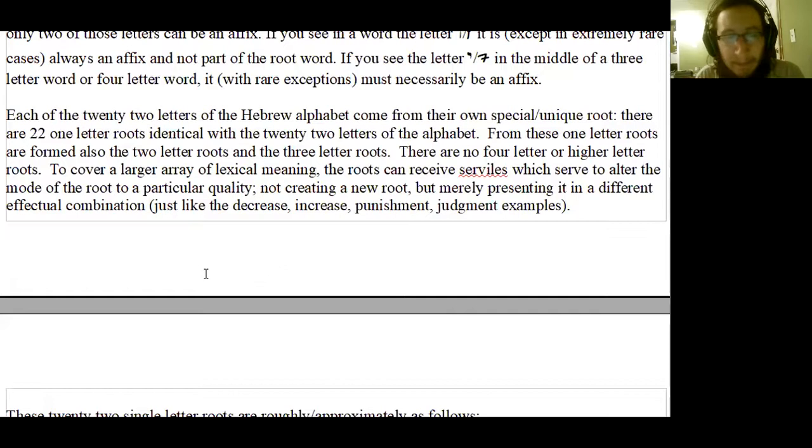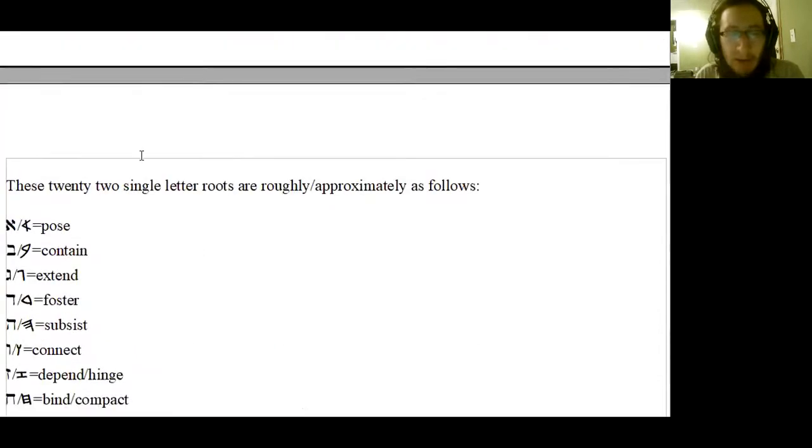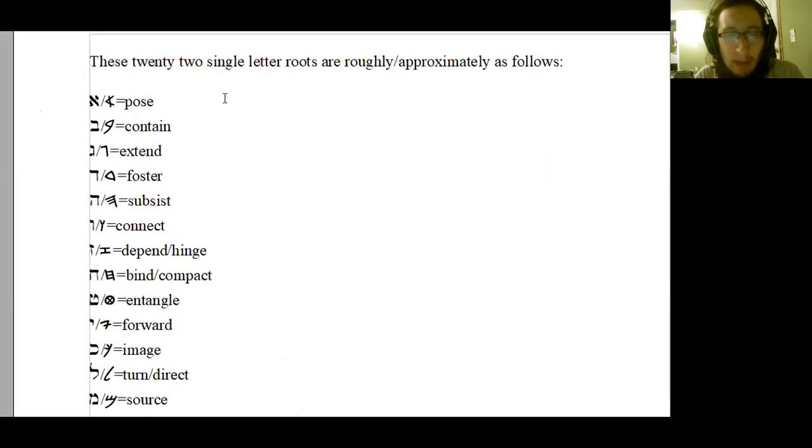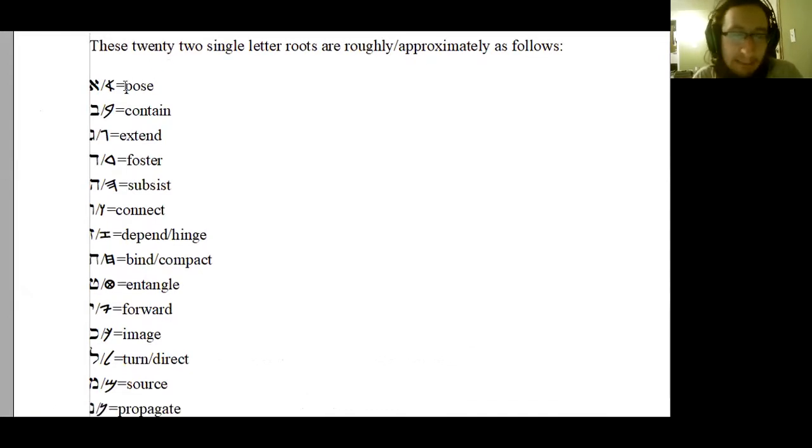Let's see here. All right, so with that said, the 22 letters I have determined are roughly approximately as follows in meaning. Okay, so Aleph means pose, posing something. Like pose basically means to go towards something, like to put in, to posit. B or bet means to contain.